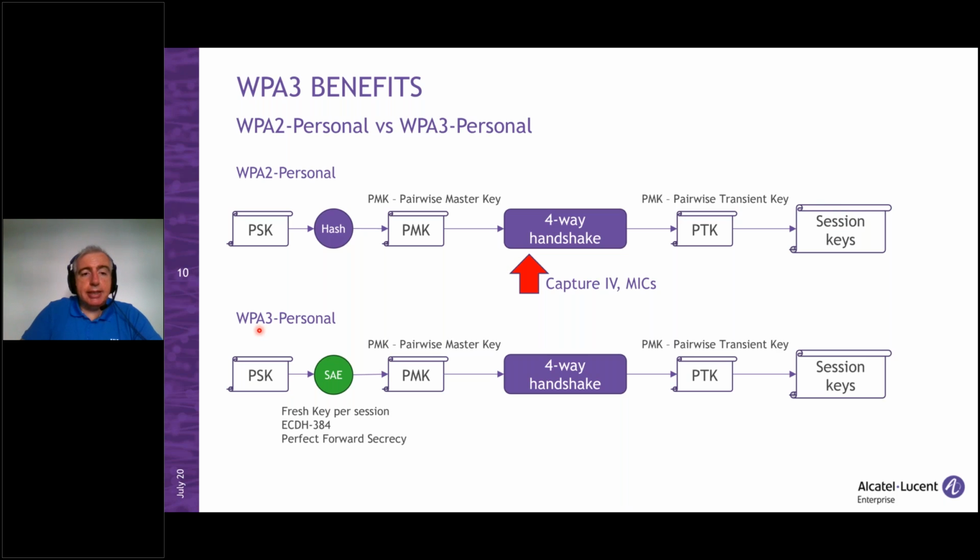In WPA3, the scheme is more or less the same. The difference is that here we are using another algorithm, which is Diffie-Hellman using elliptic curves. Then we use the same preset key, and this new algorithm, SAE, Simultaneous Authentication of Equals, and then we generate again the PMK, four-way handshake, PTK, and the session key. So what is so different here?